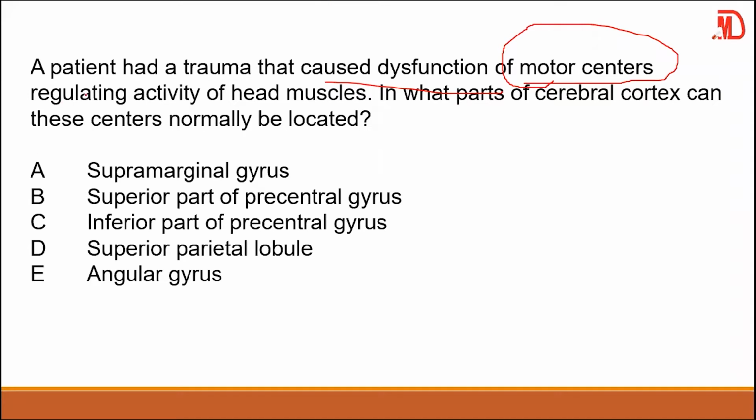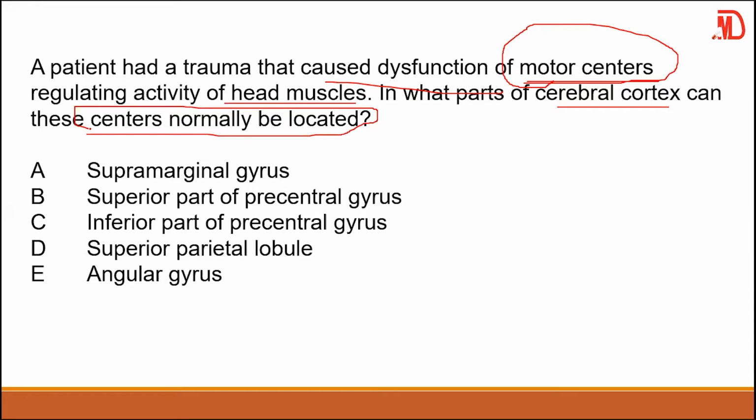All right. So a patient had a trauma that caused dysfunction of this motor center regulating activity of the head muscles. In what part of the cerebral cortex can these centers normally be located? So like you rightly said, we are talking about the pre-central gyrus. Why? Because that is the site for primary motor cortex. To be specific, the Brodmann area number 4.